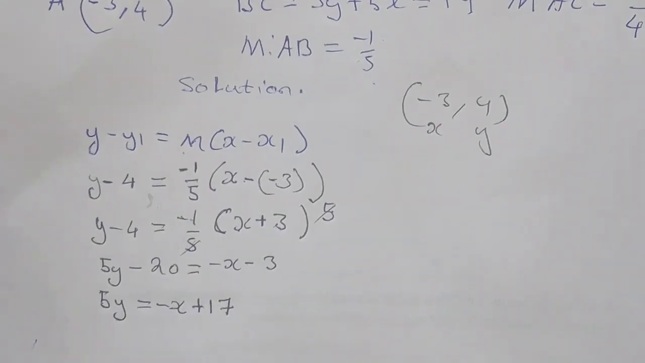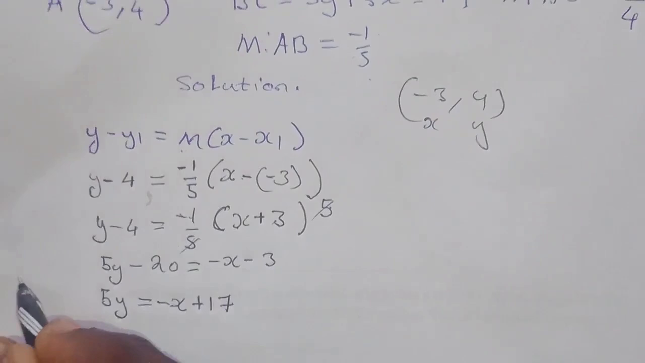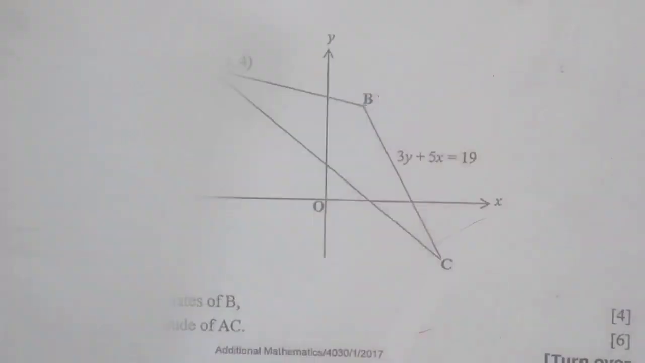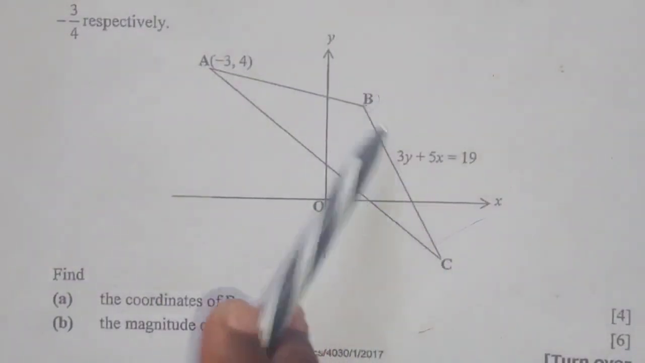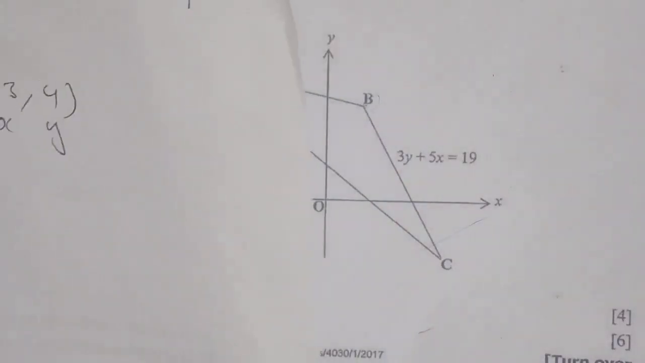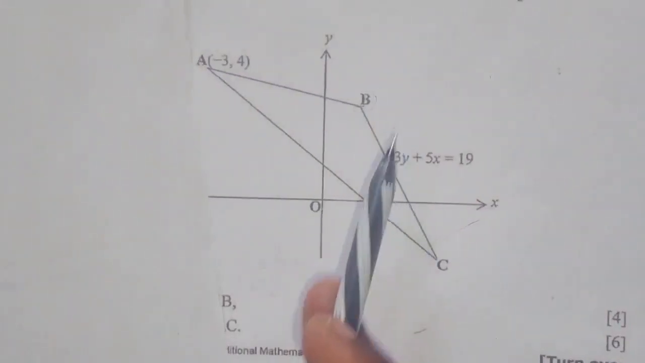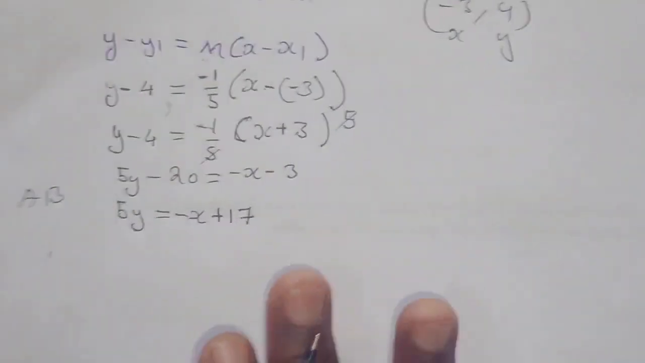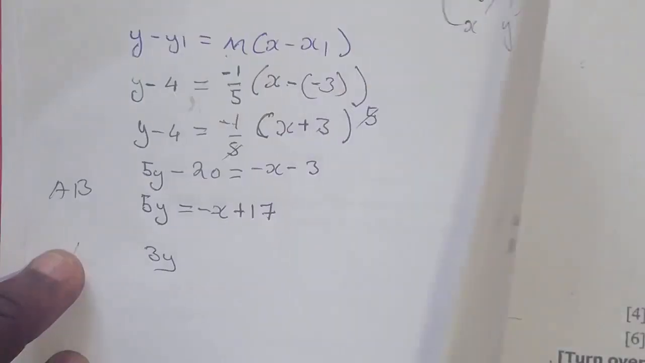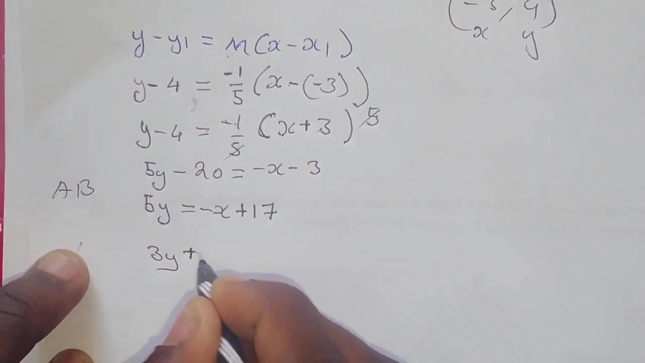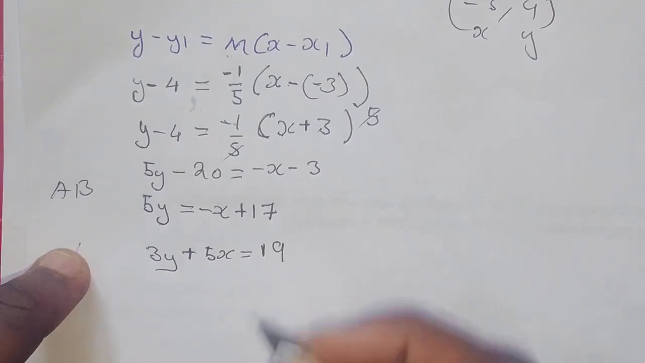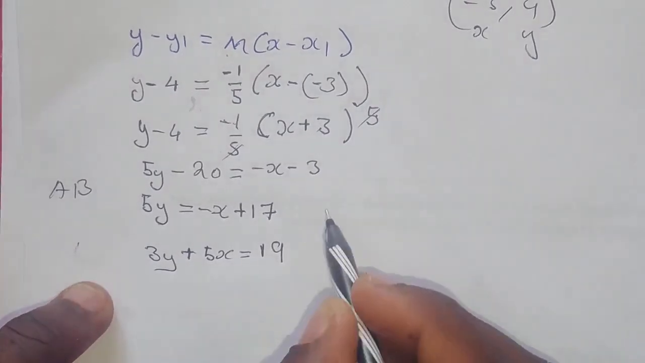Okay, so this is the equation of AB. I said that if you see on the diagram here, the equations AB and BC are meeting here. So let's now solve the equations AB and BC simultaneously. We have the equation of BC, which is 3y plus 5x is equal to 19. Okay, so this was procedure 1.